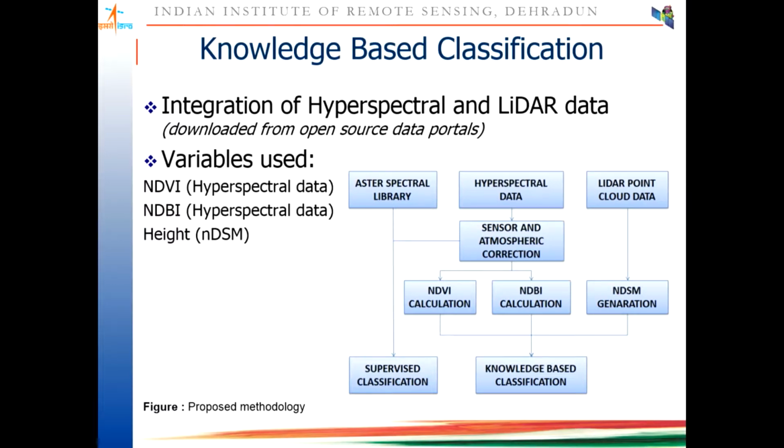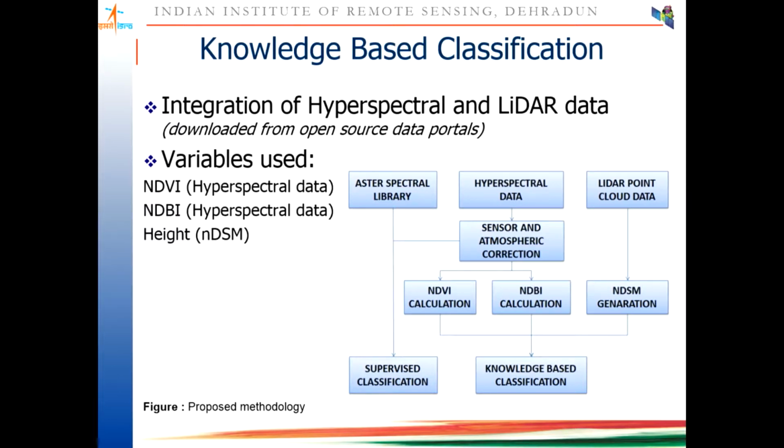Some of the indices which we have listed are NDVI, that is normalized difference vegetation index. Then you have NDBI, that is building index. You have NDSM generation, that means normalized difference surface model. What is this? It's NDSM, normalized difference surface model, that means digital surface model. That means it is only going to give you the height of the buildings, nothing about the ground, nothing beyond the ground. Then you did supervised classification and you compared your results with knowledge based classification.